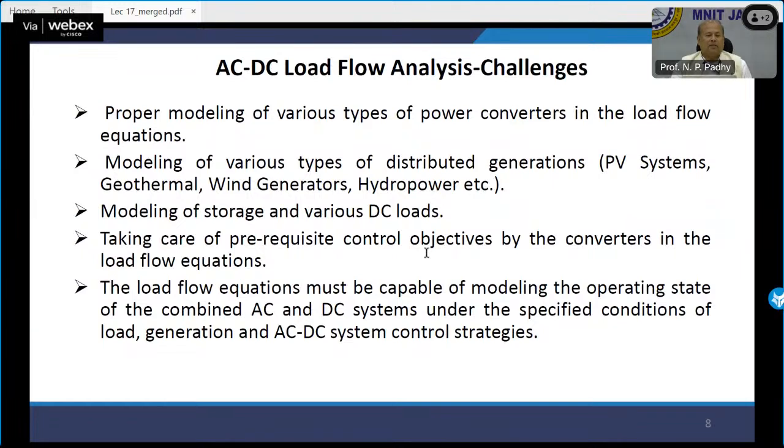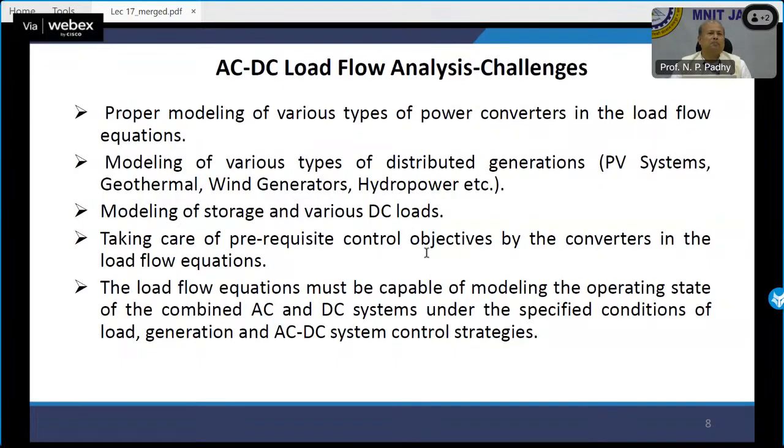So, AC/DC load flow analysis and challenges. Proper modeling of various types of power converters in the load flow equations. Modeling of various types of distributed generations, PV system, geothermal, wind generators, hydropower, they need to be modeled. Modeling of storage devices. This has never been taught to someone who is 45 years old today. For 20 years, we have been taught only very basics, thermal power plants, hydropower plants, no PV, no wind, nothing. Taking care of prerequisite control objectives by the converters in the load flow equations.